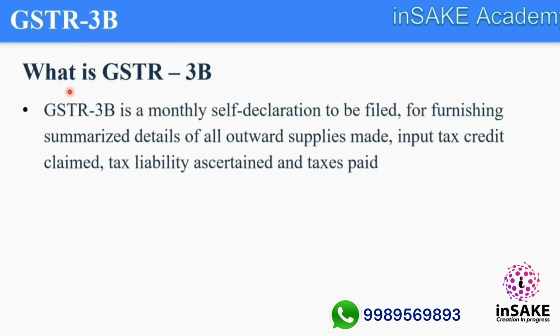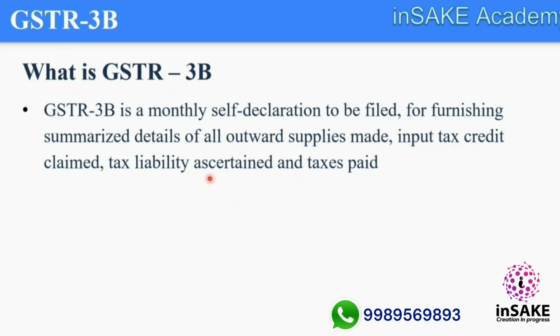The 3B is a monthly self-declaration to be filed for furnishing the summarized details of all outward supplies made, input tax credit claimed, tax liability ascertained, and the taxes paid. It is a summarized return where you tell what all your outward supplies made and what your input tax credit claimed is. Normally, tax on the outward supplies less input tax credit gives me the tax liability.